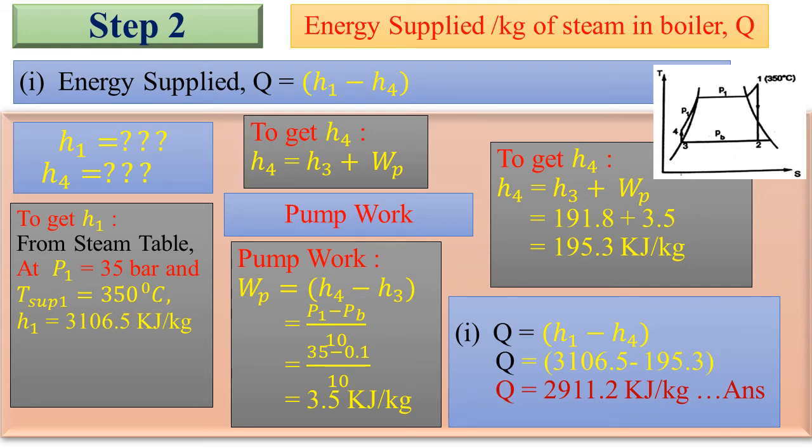This was our first answer that was supposed to be calculated. So on this slide we have mainly seen how to calculate energy supplied in a steam generation process, and that answer is 2911 kilojoule per kg.